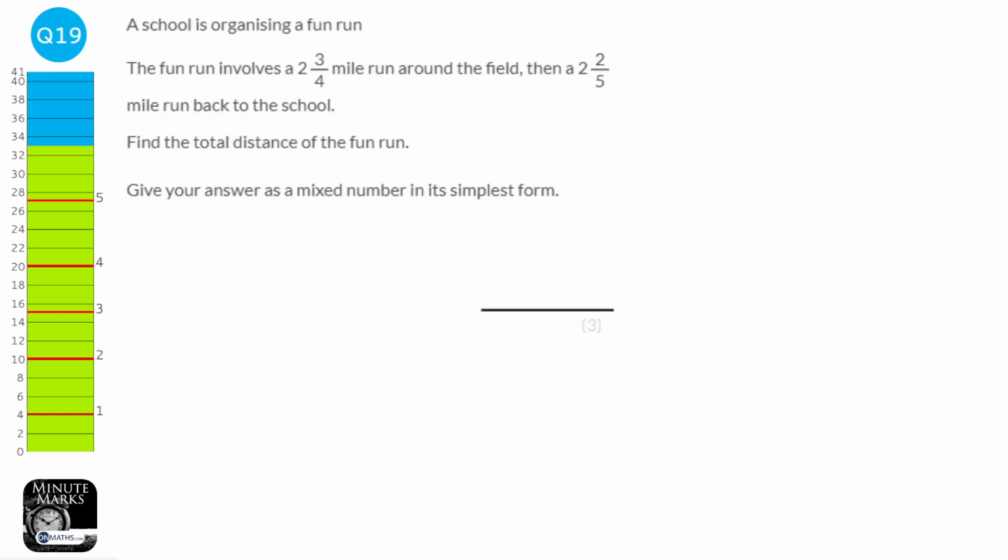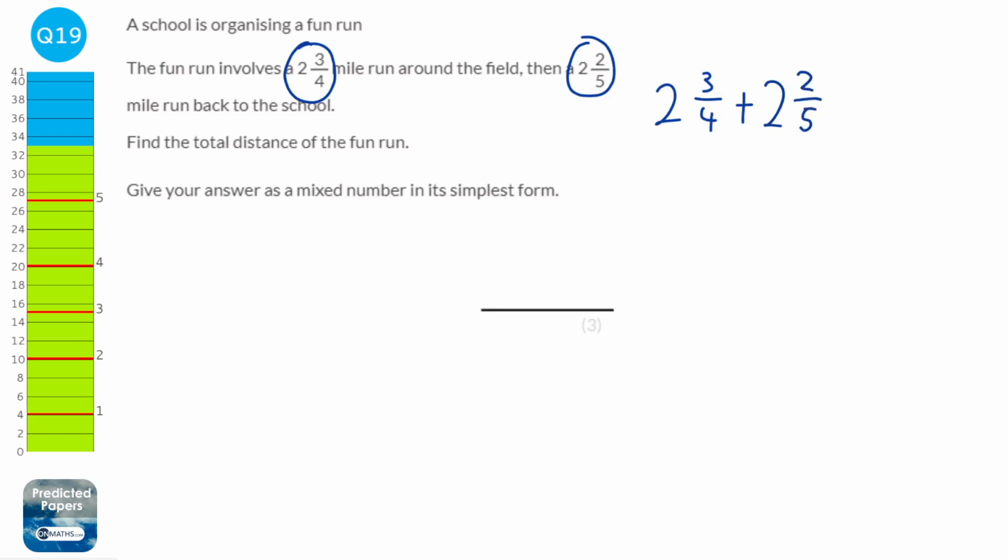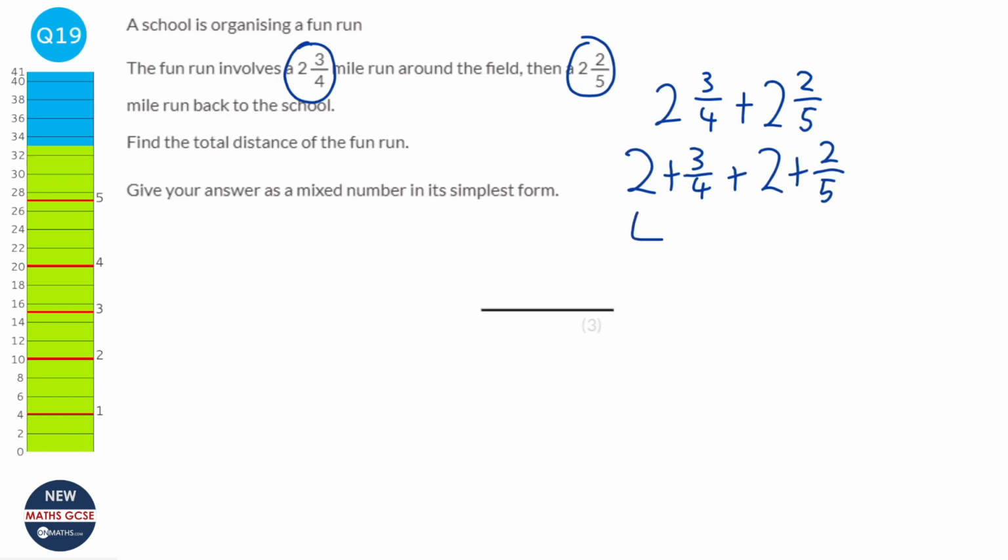So in this question we basically need to add the 2 3/4 and the 2 2/5. So we're going to do 2 3/4 plus 2 2/5. Now if I just rewrite this, 2 3/4 can be written as 2 plus 3/4, plus 2 plus 2/5. So we can add the two 2's together to make 4, and then all we need to do is add the 3/4 and the 2/5.